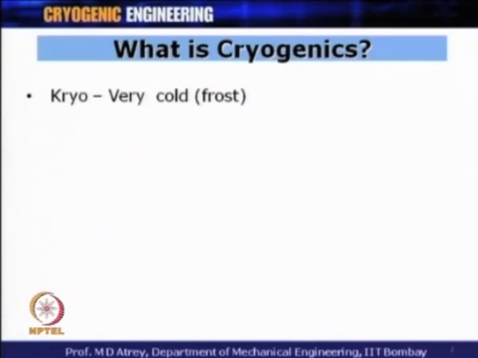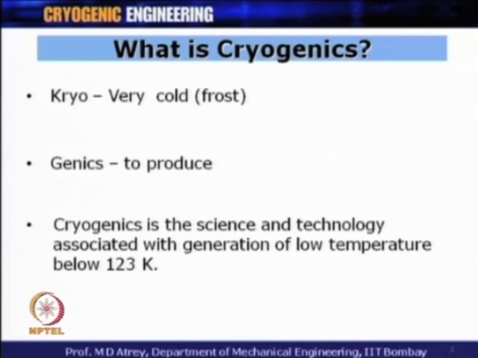Cryogenics is basically coming from the word cryo, which means very cold. From the Greek language, this word has come, and genics means to produce. So, basically cryogenics means science and technology associated with generation of low temperature below 123 Kelvin. Now, why this 123 Kelvin? We can study about that later in the next lecture.